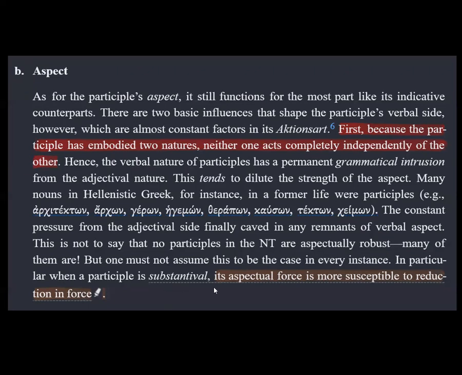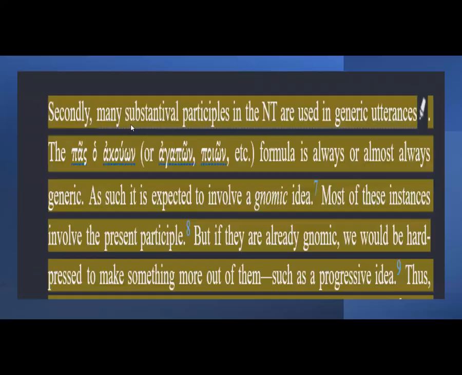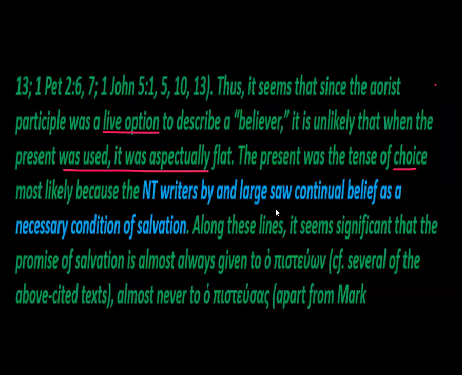So that's the whole issue, is that there are times where Wallace is saying it has force, and there are times when it doesn't have force. And that's what my paper dealt with. So that's back to that idea. Back to this, he assumes that the aorist was a live option, and because he didn't choose the aorist in John 3:16 and other passages and used the present tense, then that means that they believed in continual belief as a necessary condition for salvation. Yeah, that's not the right way to go.